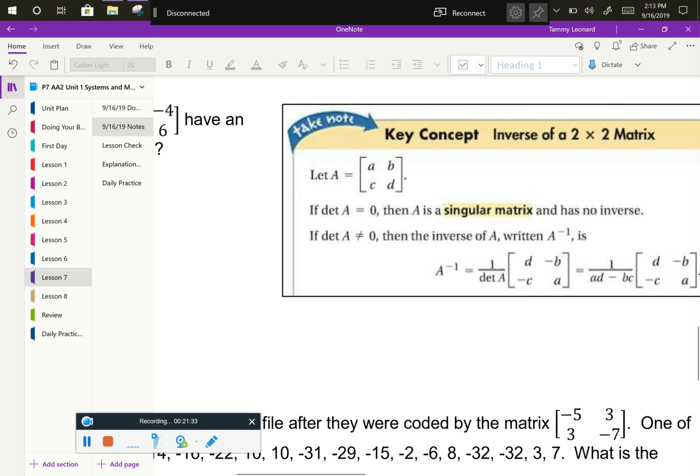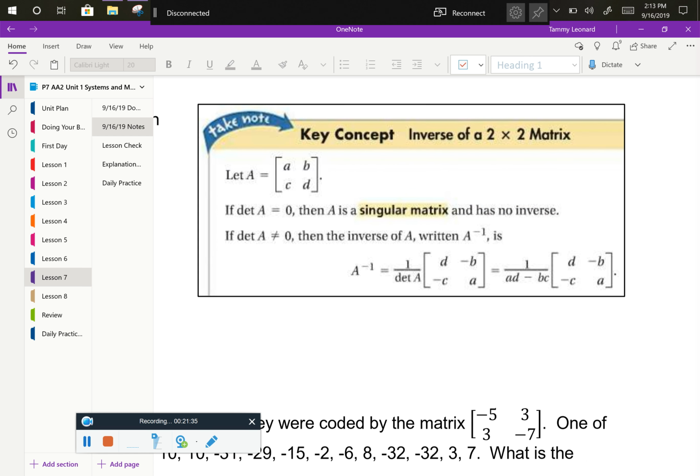But here off on the side, it says, let A be the matrix A, B, C, D. If the determinant of A is equal to 0, then A is a singular matrix and has no inverse. We were just talking about that a minute ago. And then down below it says if the determinant of A is not equal to 0, then the inverse of A, which is denoted as A to the negative first power, using that not as a true exponent but to mean inverse, is 1 over the determinant of A times this crazy modified matrix. So it's actually not as crazy as it looks. There's sort of a definable pattern here.